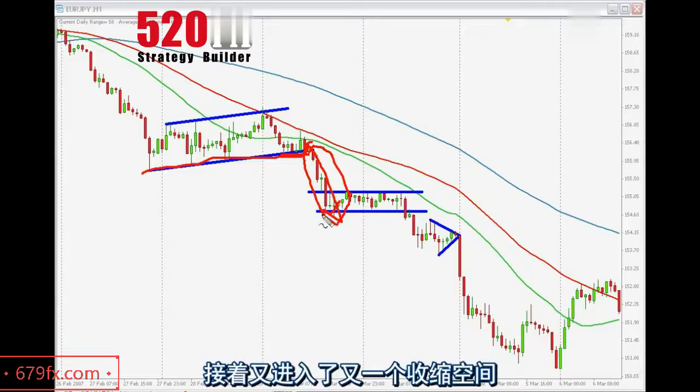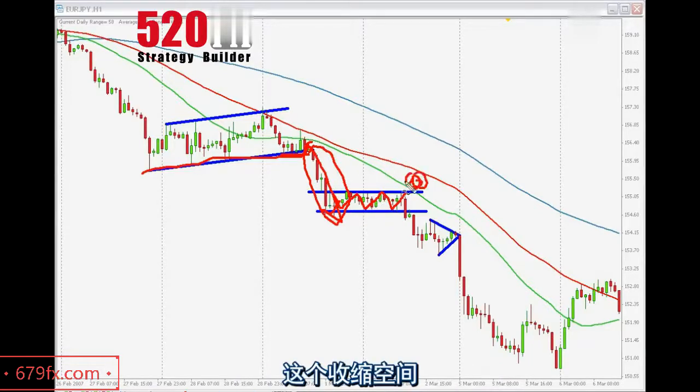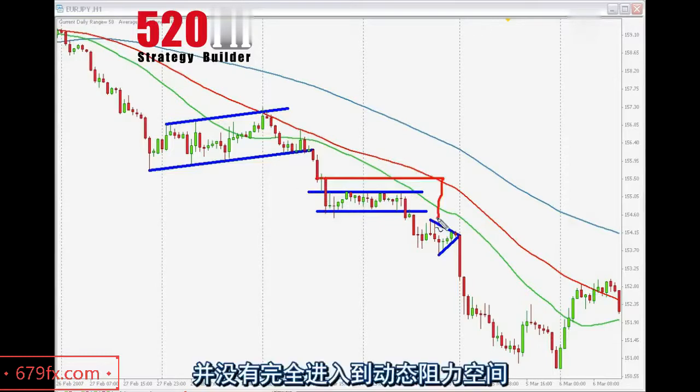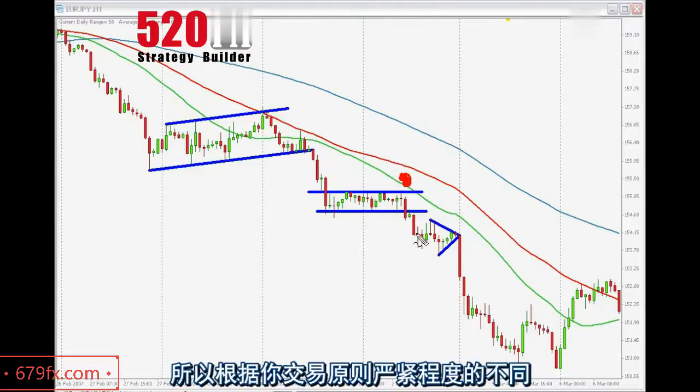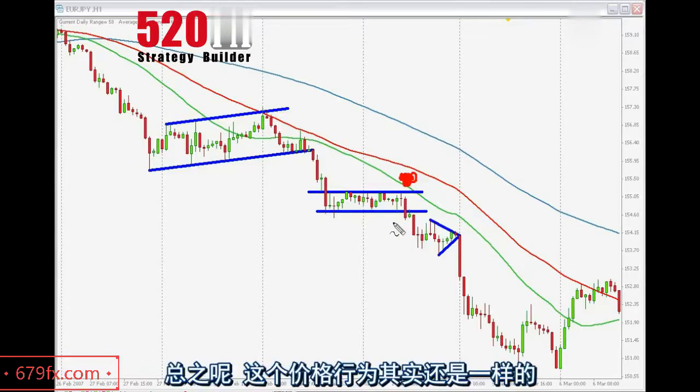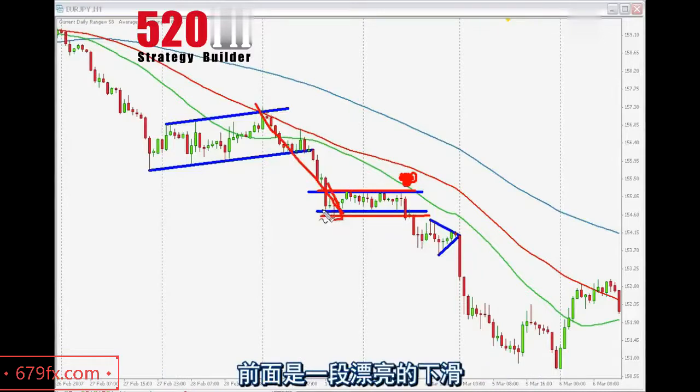Then this swing down ends in another area of congestion. In this part of the chart, in all fairness, we don't quite hit the area of dynamic resistance. So depending on how strict you are with your entries and your setups, perhaps you wouldn't have taken this trade. Nonetheless, we see the same price behavior. We come from above, nice swing down, market takes a breath, reaches the area, or more or less a few pips short of it, a few pips shy of the area of dynamic resistance.